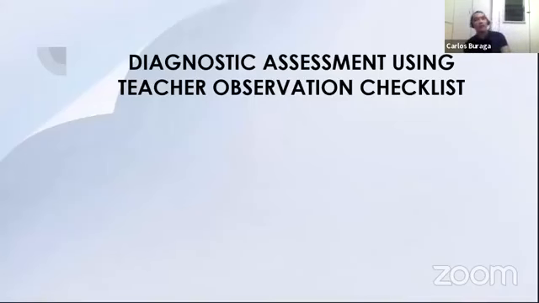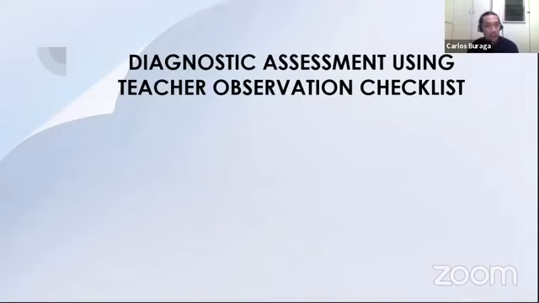Okay, so we have several ways to assess writing and language comprehension of the students. The most common method that we use is some sort of rubric, okay? Other forms of writing and language assessment use checklists or rating scales. So I'll present to you some ways on how to assess writing and language comprehension skills of our students using a teacher-made tool. The first one is diagnostic assessment using a teacher observation checklist, which involves the process.